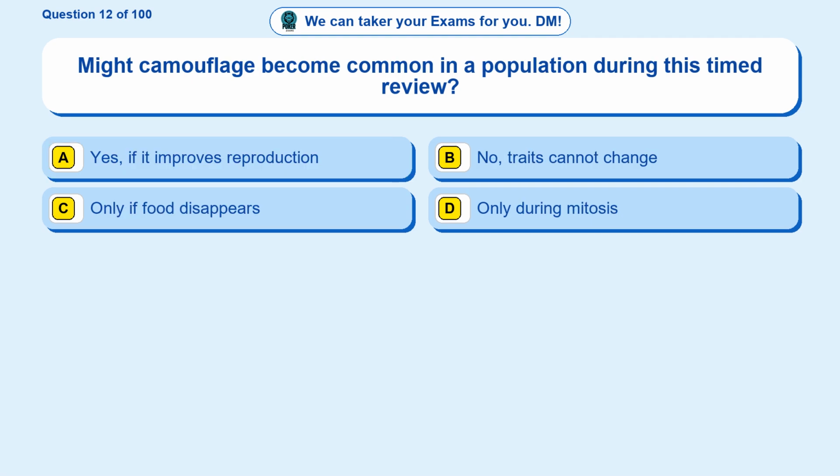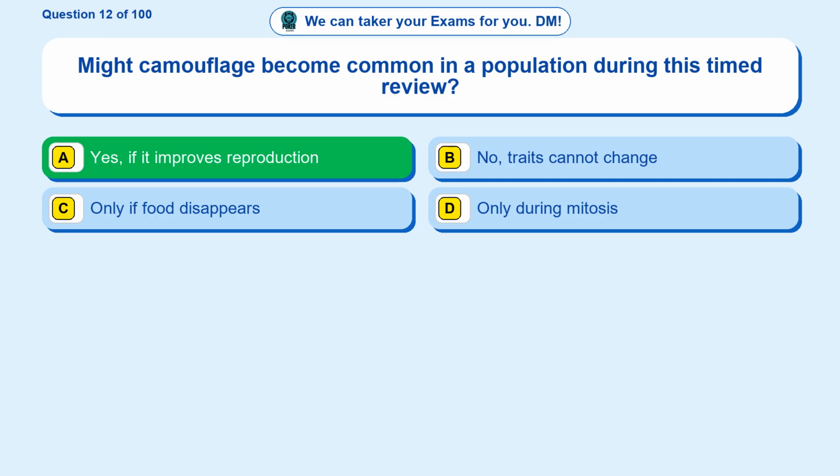Question 12. Might camouflage become common in a population during this timed review? Option A. Yes, if it improves reproduction. Option B. No, traits cannot change. Option C. Only if food disappears. Option D. Only during mitosis.